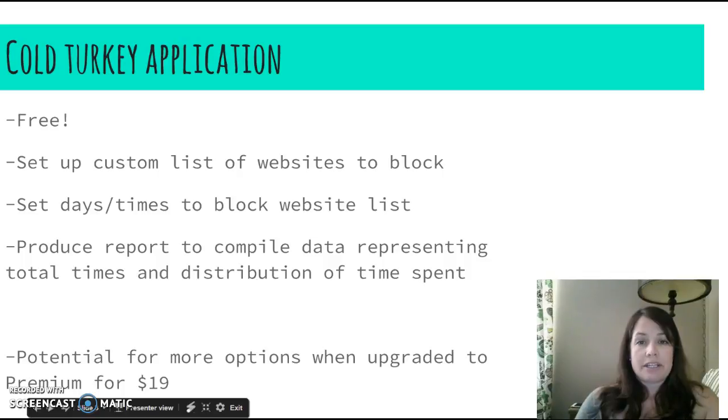The Cold Turkey application is free. The basic version is free. What you do is you set up a custom list of websites that you'd like to block that you know you access pretty frequently, and then you can set the days and times to block those websites when you're meant to be working. And then you can produce a report to compile all of the data that represents the total time and which websites were used the most. There is potential for more options in this application, but it does cost a one-time fee of $19.